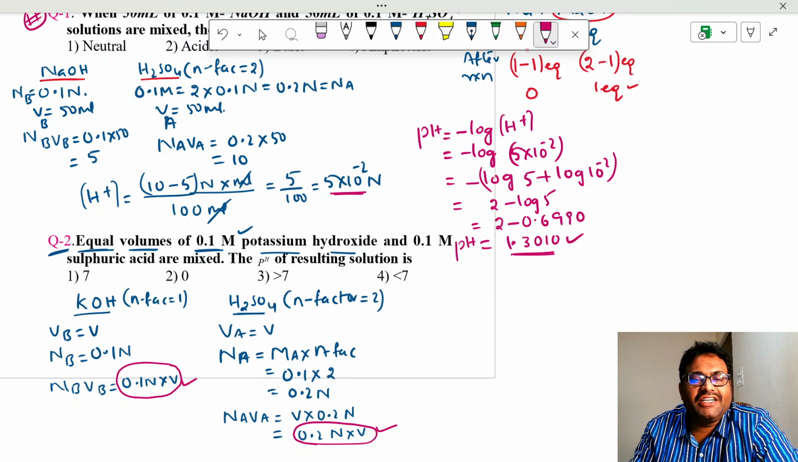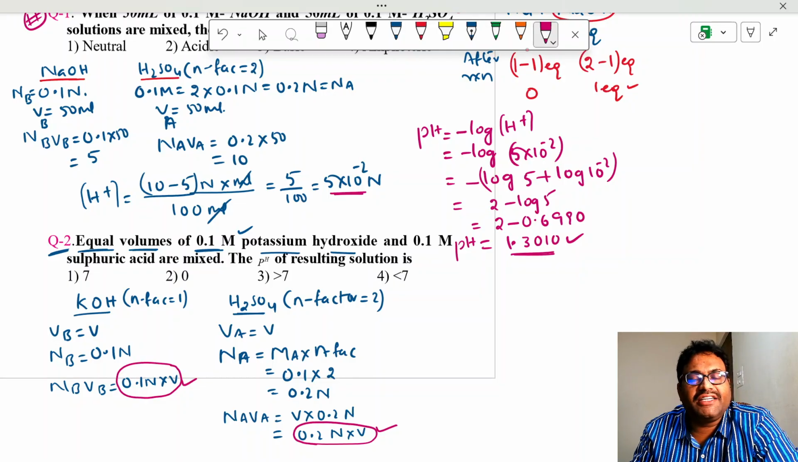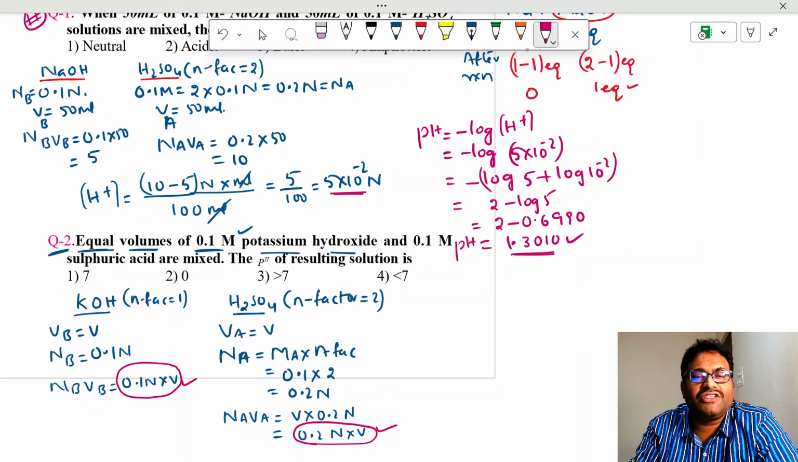So acid number of equivalents are greater than base number of equivalents. As acid number of equivalents are greater than base number of equivalents, the resulting solution will be acidic. If the resulting solution is acidic, then the pH of the solution will be less than 7. So the pH of the resulting solution will be less than 7. This is the answer.